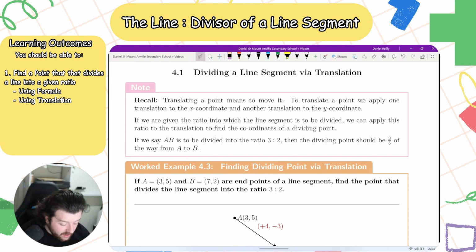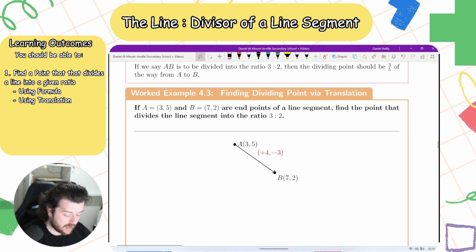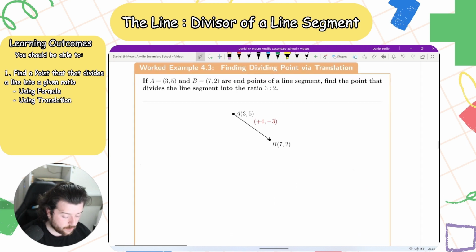So if we are given the ratio into which the line segment is to be divided, we can apply this ratio to the translation to find the coordinates of a dividing point. So if we say AB is to be divided 3:2, then the dividing point should be 3/5 of the way from A to B. So let's have a look at this question here and see what I mean.